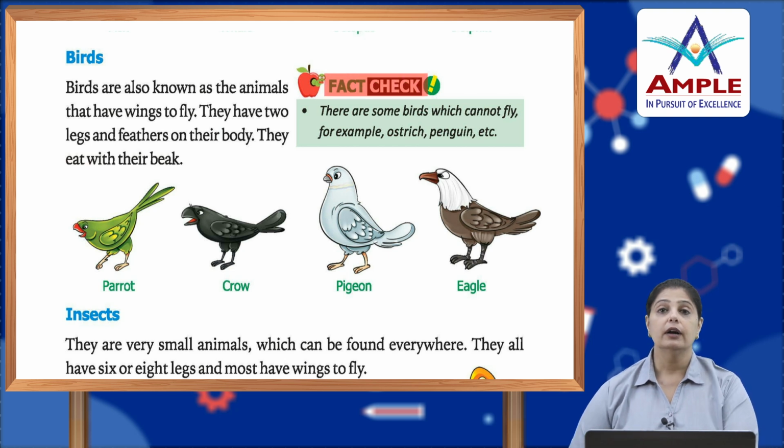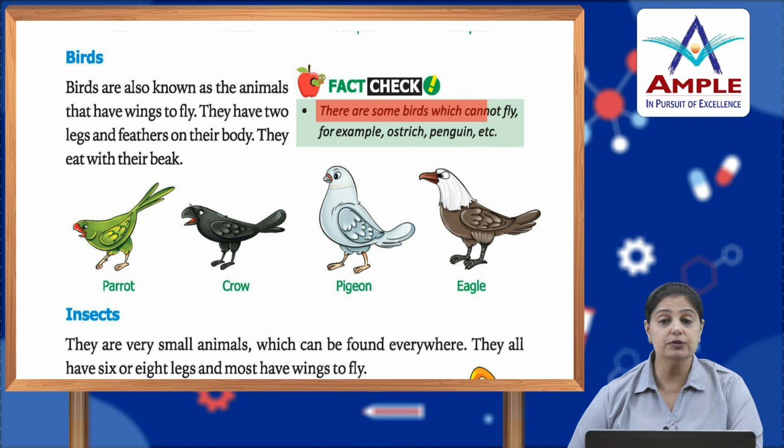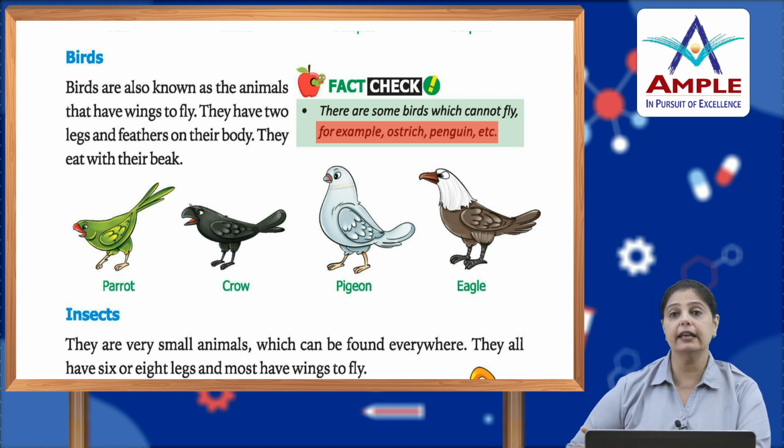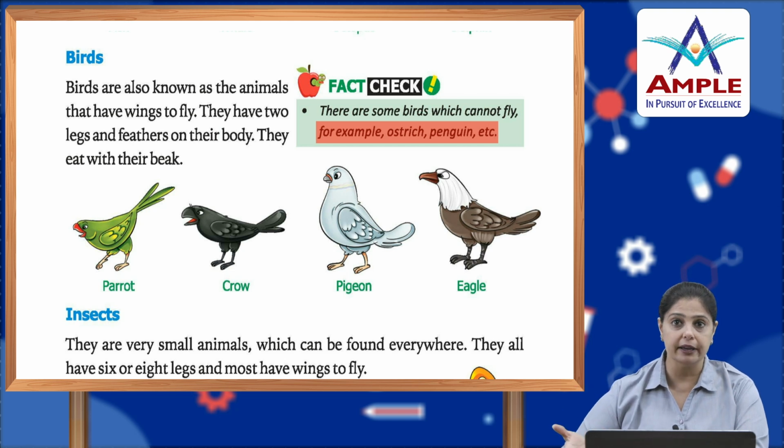Okay. Now, fact check. There are some birds which cannot fly. For example, ostrich, penguin, etc. They have wings. Okay. They have feathers, but they cannot fly because their body itself is so heavy that it cannot take flight up in the sky.